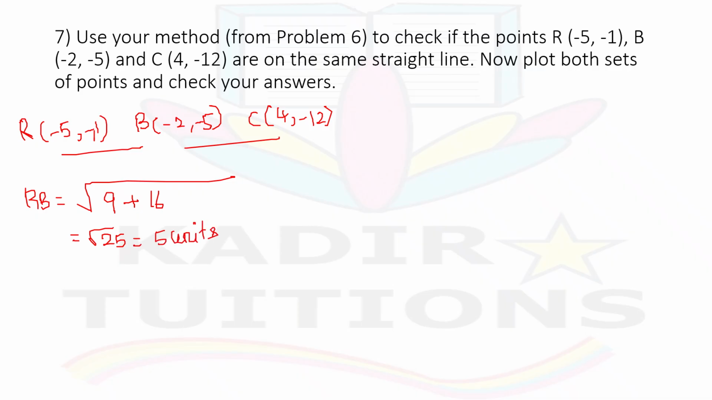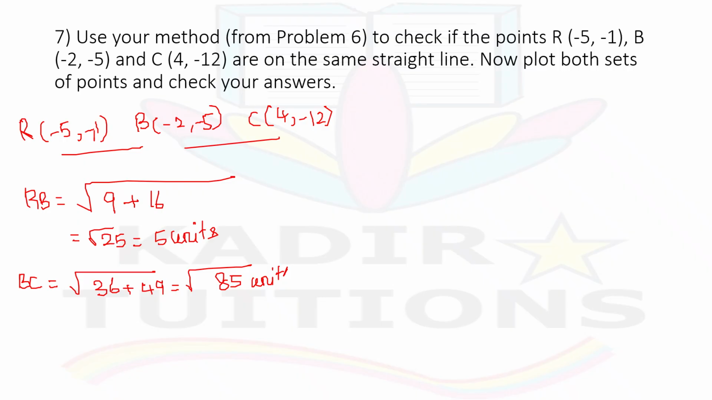Right, so now we'll find the distance of BC. So BC over here: -2 minus 4 is going to be -6, square, which is 36, plus -5 minus of -12, so what will you be getting? 7 we will be getting, which is 7 square, 49. So what answer will we get here? 36 plus 49 is 85. So √85 units we will be getting. This is not a perfect square, so I'm keeping it just like that.